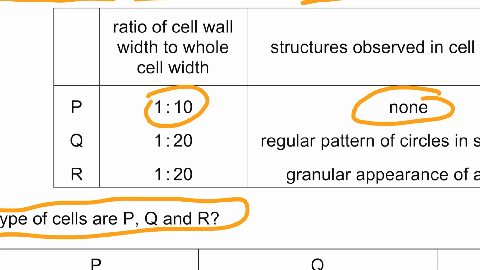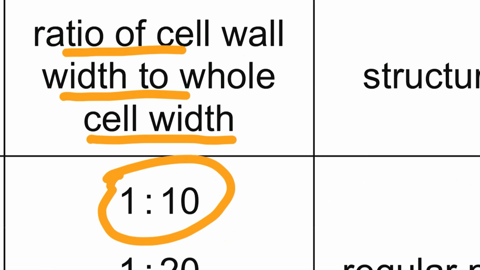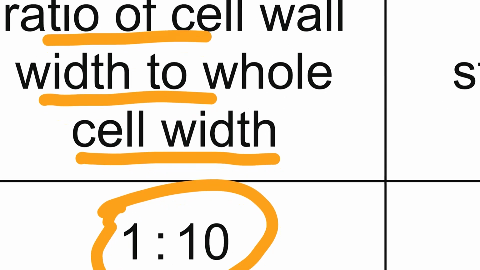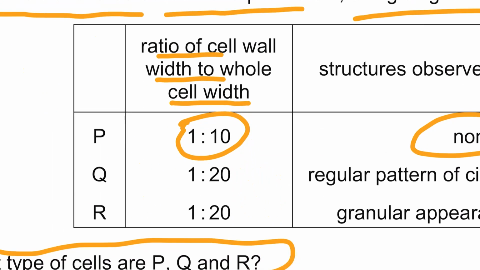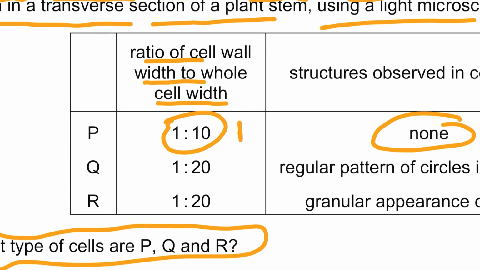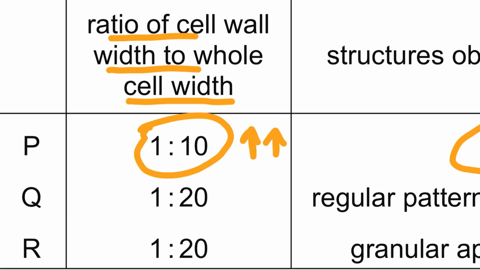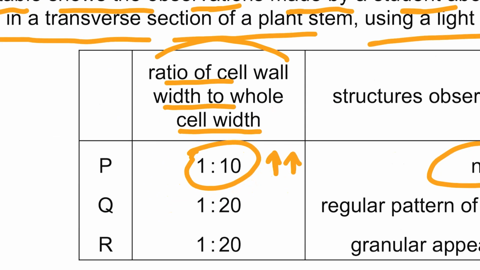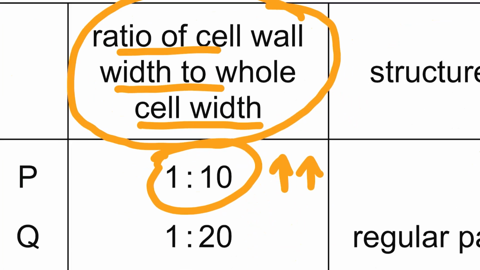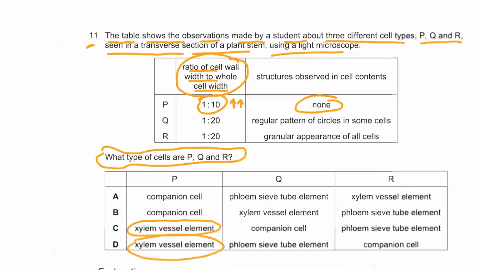ratio, this is the ratio of cell wall width to the whole cell width. What is meant by this ratio? What we do is that we measure the width of the cell wall and divide it by the whole cell width, right? So this ratio is the highest. 1:10 is higher than 1:20. This means that the higher ratio of cell wall width to whole cell width means that cell walls are very thick. When cell walls are very, very thick, the width of the cell wall will be higher as compared to the whole cell. So this ratio will be highest.